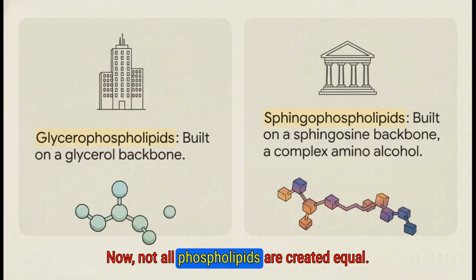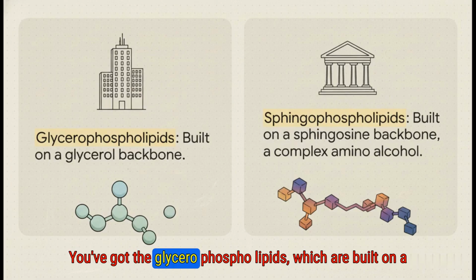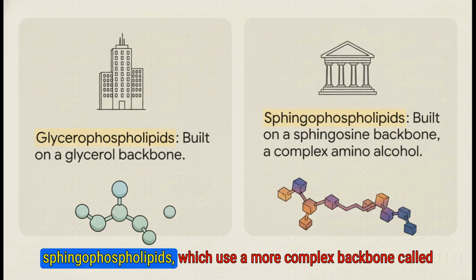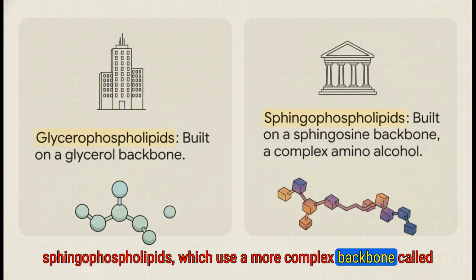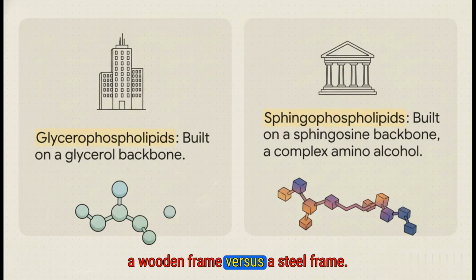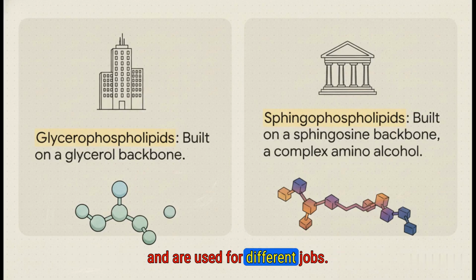Now, not all phospholipids are created equal. They basically come in two main families, and it all depends on their backbone. You've got the glycerophospholipids, which are built on a pretty simple glycerol frame. And on the other hand, you have sphingophospholipids, which use a more complex backbone called sphingosine. It's kind of like the difference between building a house with a wooden frame versus a steel frame. Both create a structure, but they have different properties and are used for different jobs.